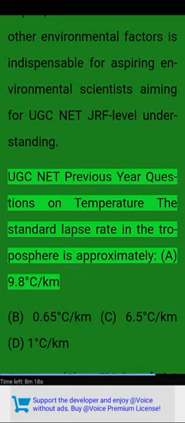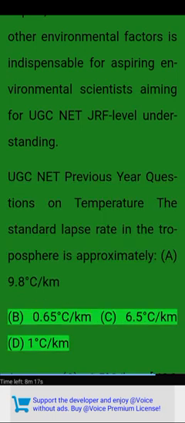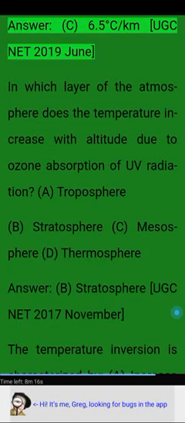UGC NET previous year questions on temperature. The standard lapse rate in the troposphere is approximately A. 9.8 degrees Celsius per kilometer. B. 0.65 degrees Celsius per kilometer. C. 6.5 degrees Celsius per kilometer. D. 1 degree Celsius per kilometer. Answer: C. 6.5 degrees Celsius per kilometer.